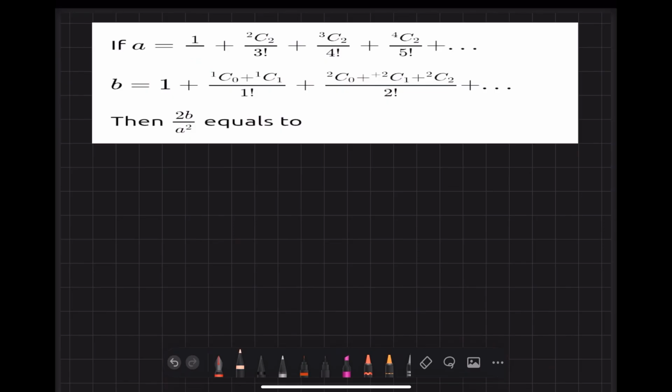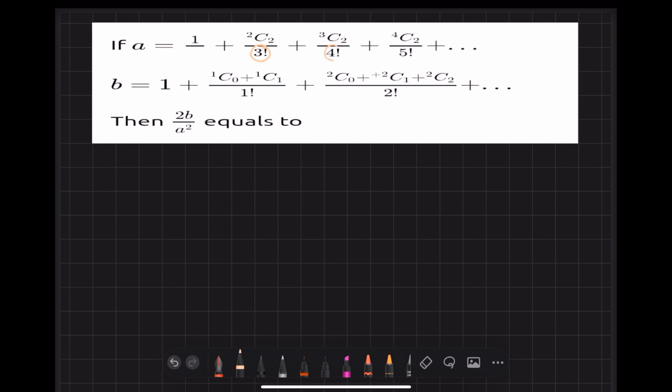So look at this question. If a equals this, b equals this, then the value of 2b by a square. Now look at this a very carefully. So if a equals 1 plus 2c2 by 3 factorial plus 3c2 by 4 factorial plus 4c2 by 5 factorial. Now I'll suggest you this thing.